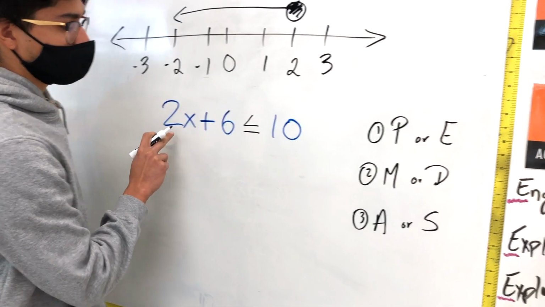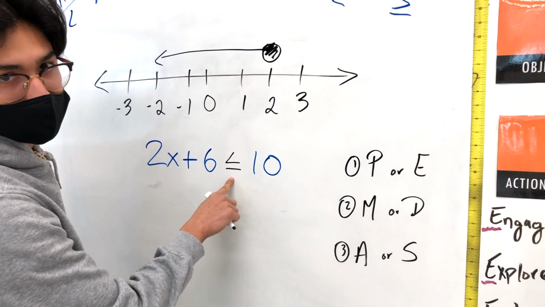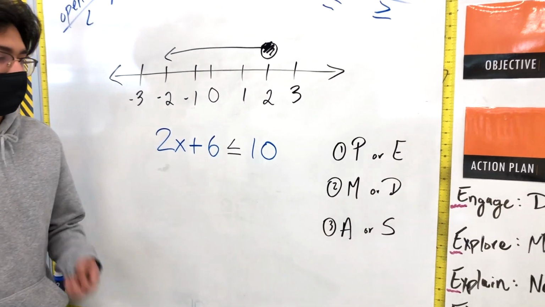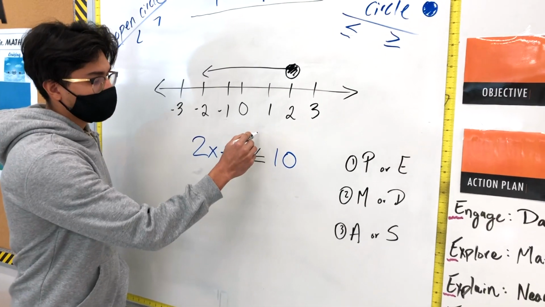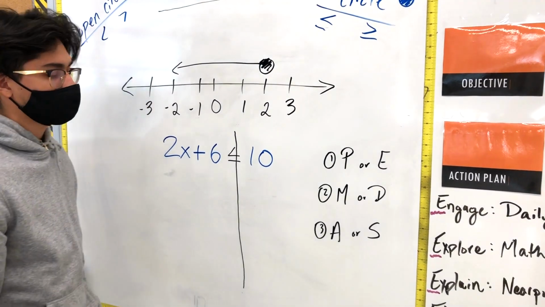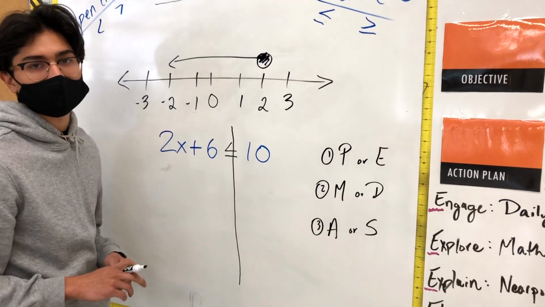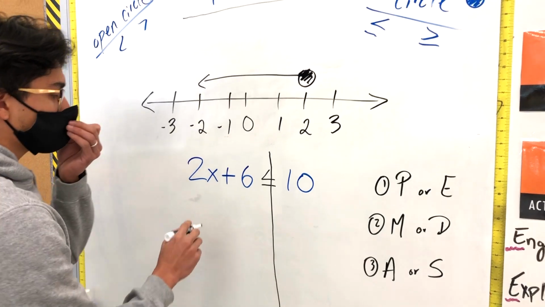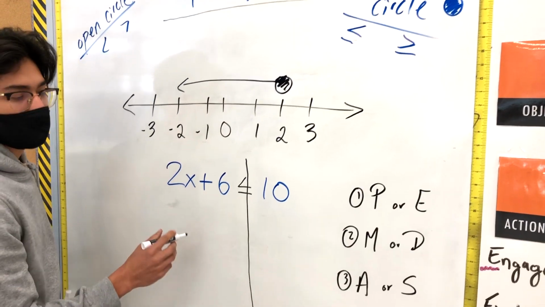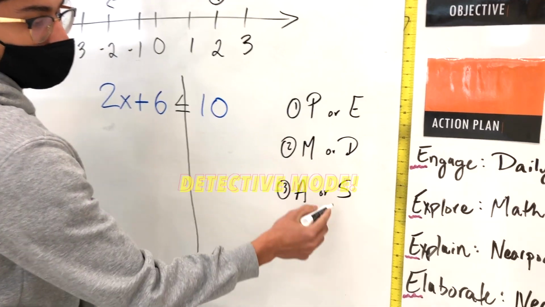So this reads 2x plus 6 is less than or equal to 10. Nice. So we're still gonna do our same steps. Do the line down the middle to show balance. What you do to one side, you're gonna do to the other side. Nice. So we're still solving for a variable. So we're gonna be in detective mode. So we're gonna be working on our steps backwards.